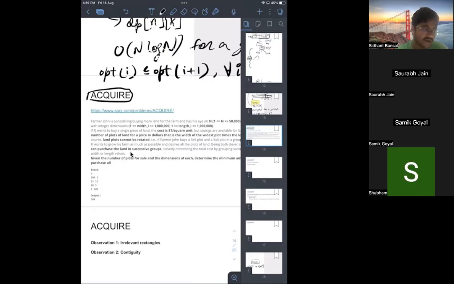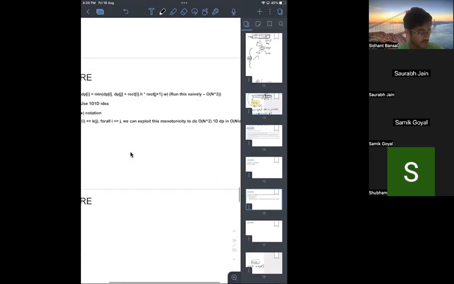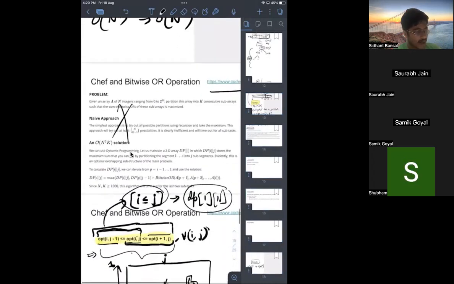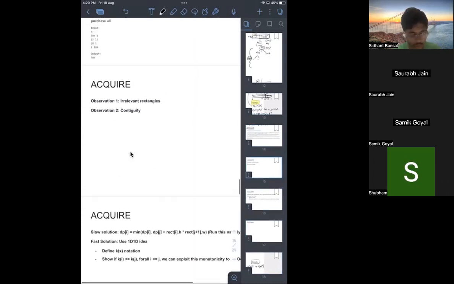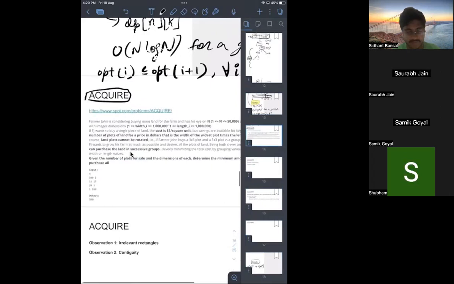Or maybe you can apply divide and conquer or 1D 1D, divide and conquer or Knuth. For example, in the Knuth question that I've shared with you guys, you can apply divide and conquer also. That also works. You can see the question later on, but Knuth also works. Knuth is better because it even drops the log factor.